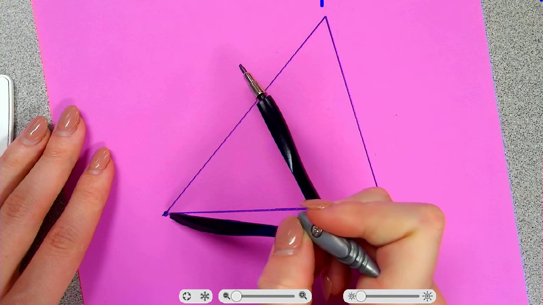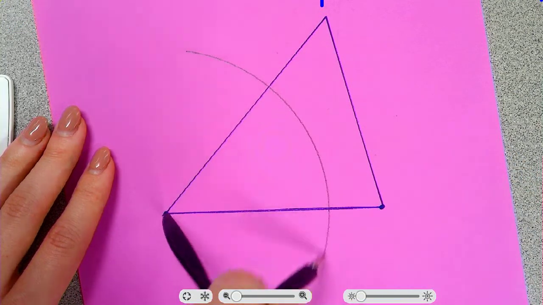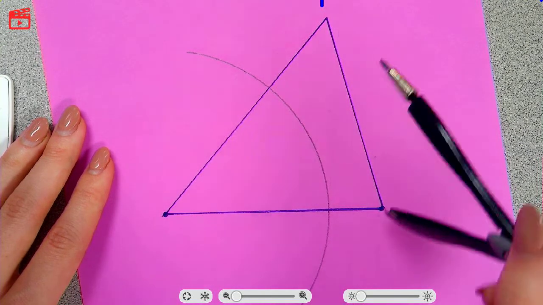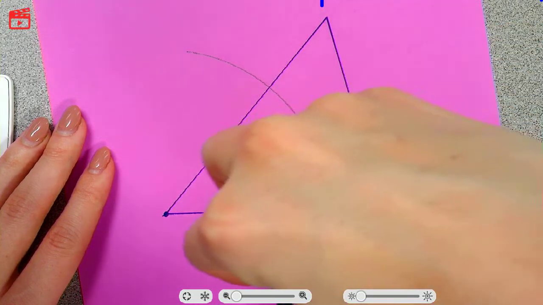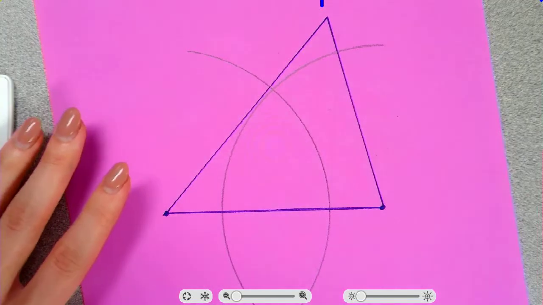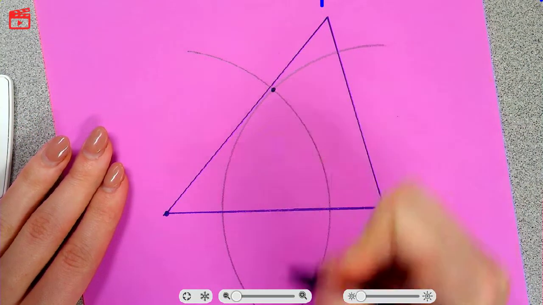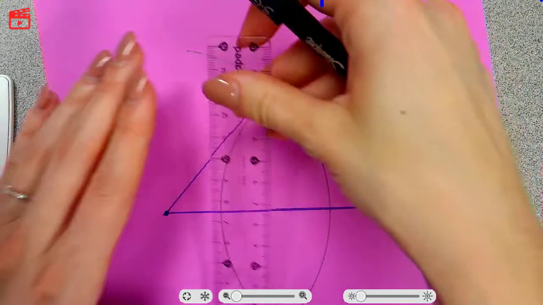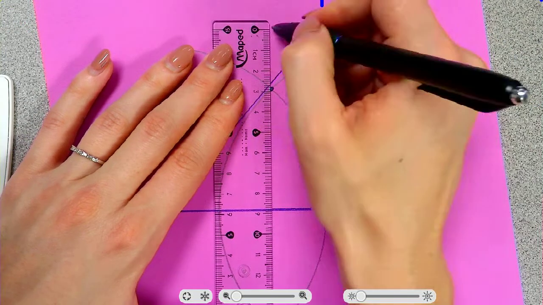So I'm going to put my point on my point, and I'm going to draw a curve. Ooh. Beautiful. Do not touch the width. Point on point. Oops. Draw a curve. Does it connect twice? Yes. I'm going to put a point at those 2 points. And you're going to draw your line all the way through your triangle. And you just created a perpendicular bisector.